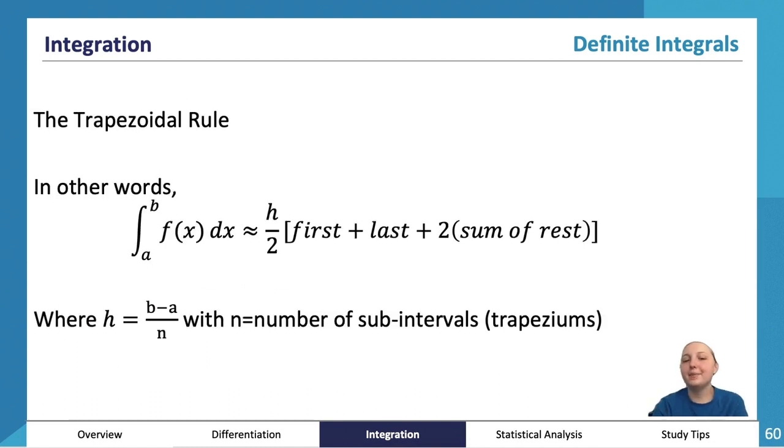Okay, this seems a little bit complex. So in a simple form, the trapezoidal rule is h on 2 times the first plus the last, plus 2 times the middles, where h equals (b minus a) on n. This all may seem a little bit complex still, and a lot of people really don't like the trapezoidal rule, but we'll just look at an example so you get a bit of a picture of this.